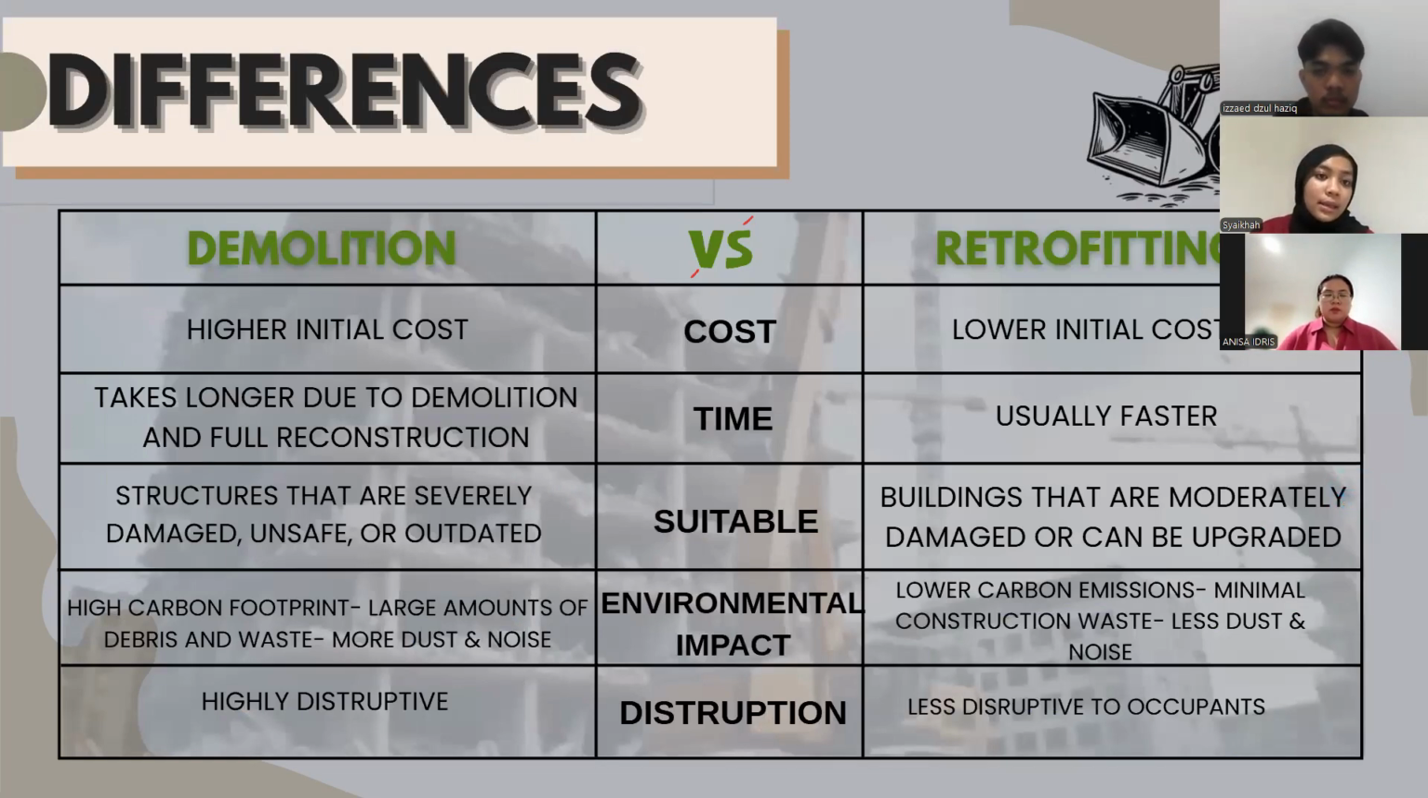So, what are the differences between demolition and retrofitting? First, in terms of cost, demolition has a higher initial cost and retrofitting has a lower initial cost. Demolition takes longer due to demolition and full reconstruction, while retrofitting is usually faster. Demolition is for structures that are severely damaged, unsafe, or outdated. And retrofitting is for buildings that are moderately damaged or can be upgraded.